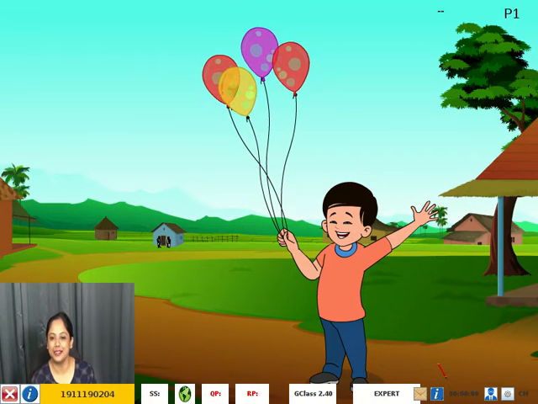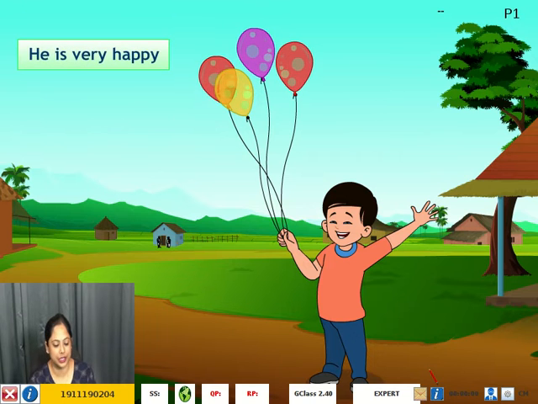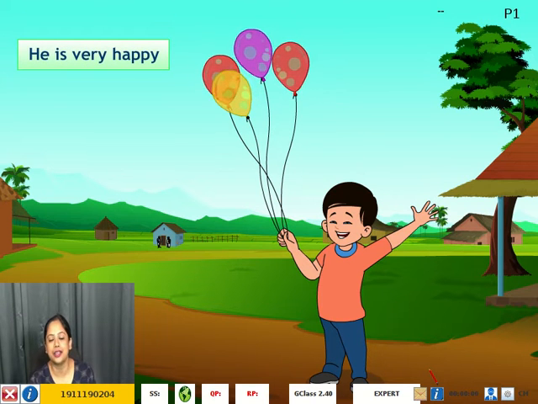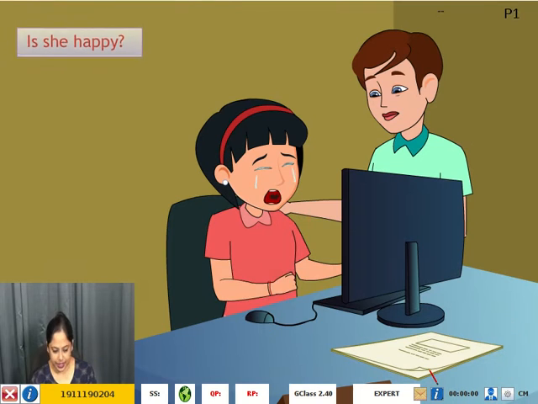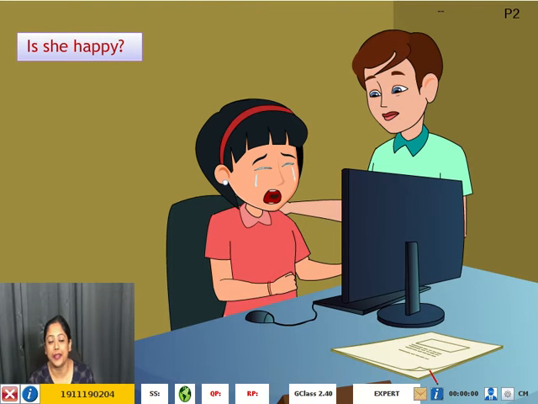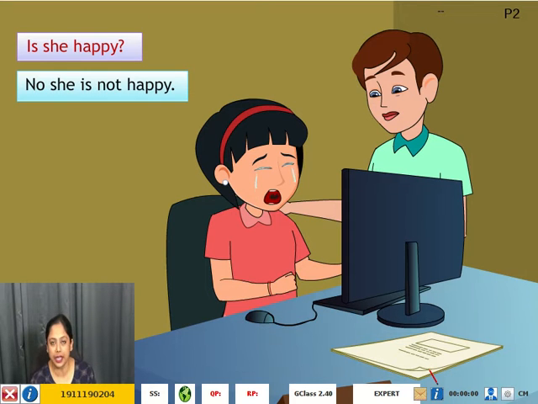Okay, we see a lovely boy carrying some balloons. And how does he look? He looks very happy. He is very happy, isn't it? Now, look at this picture. Does the girl look happy? No, she doesn't look happy. Is she happy? No, she is not happy. Why? Because it seems she's very sad. She's crying. No, she's not happy.